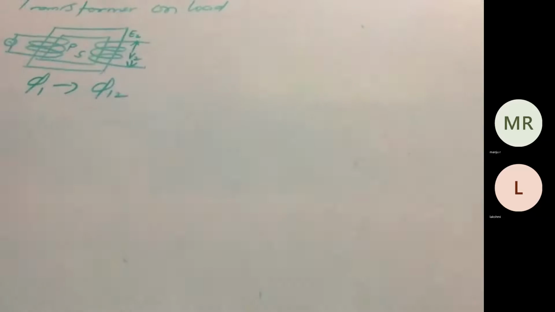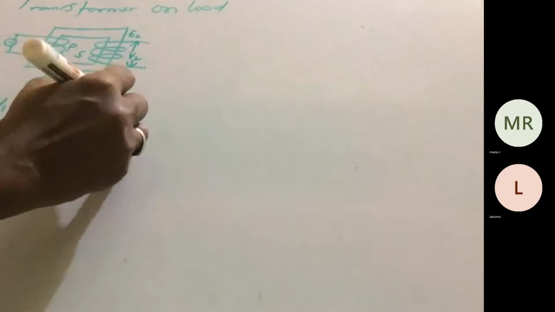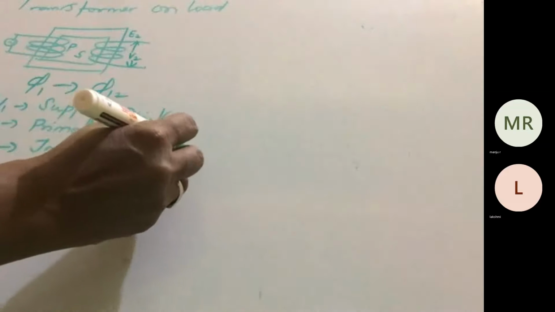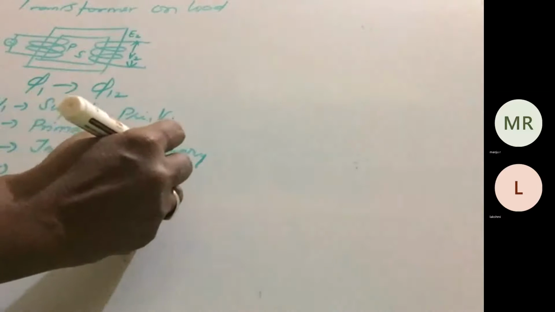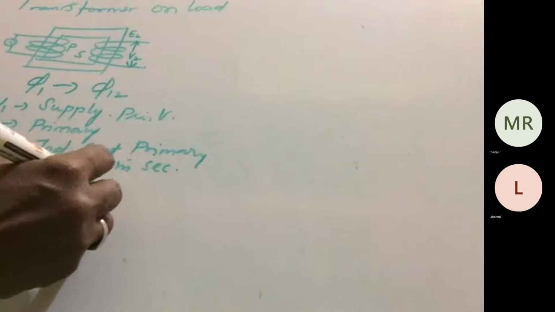The voltage that can be measured across the terminal at no load condition is called the terminal voltage. So V1 will be the supply voltage, which is the primary voltage, and I1 will be the primary current, and E1 will be the induced EMF in the primary. Similarly, E2 will be the induced EMF in the secondary, and V2 will be the terminal voltage across the secondary.